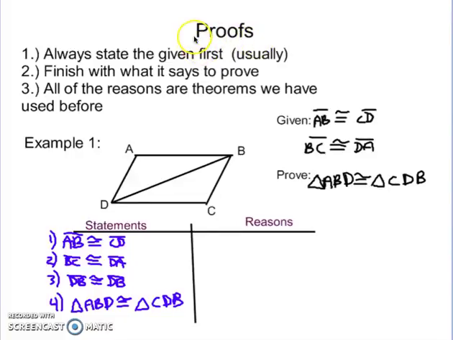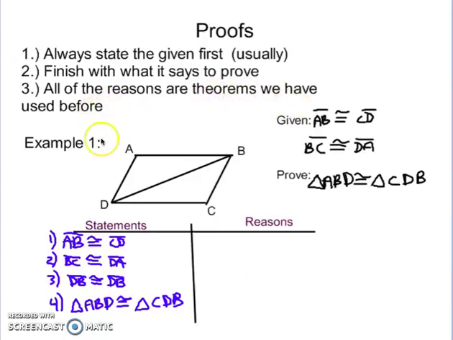These are our notes on proofs. When stating proofs, we always want to remember that we are going to always state the given first. I put usually here, but in most cases we're going to state the given first. Then we're going to finish with what it says to prove. And we also want to remember that all the reasons that we'll list down here are theorems that we have used before.